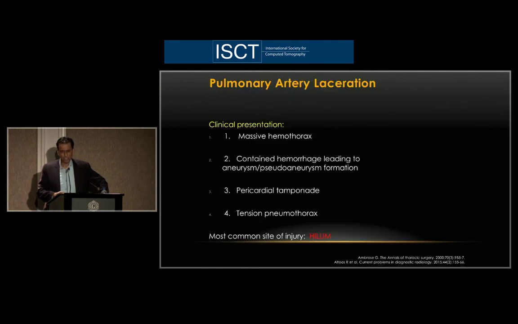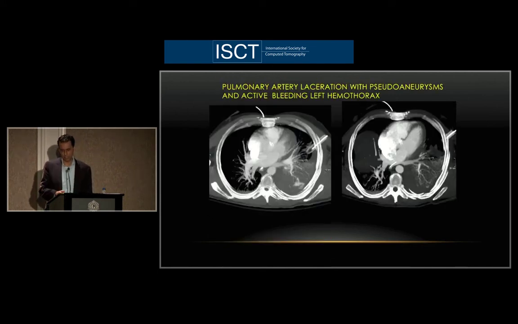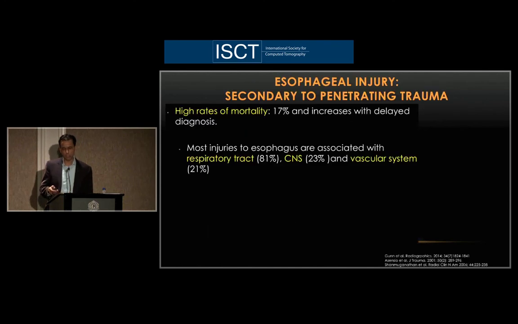Pulmonary arterial lacerations, these are very dangerous injuries: massive hemothoraces, pseudoaneurysms, active bleeding. They can cause a pericardial tamponade, remembering that the pericardium does reflect over the pulmonary trunk, and also tension pneumothoraces. Most common site is the hilum. We can see in this particular example, in the left lower lobe, numerous pseudoaneurysms, active bleeding from a pulmonary artery injury, and also a massive left hemothorax.